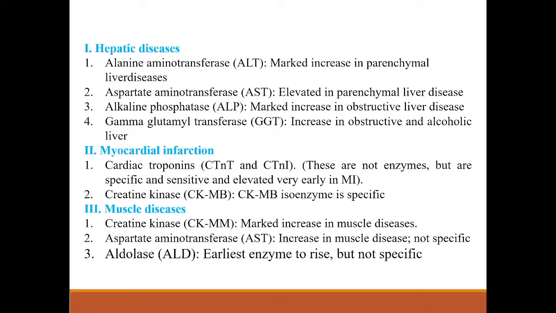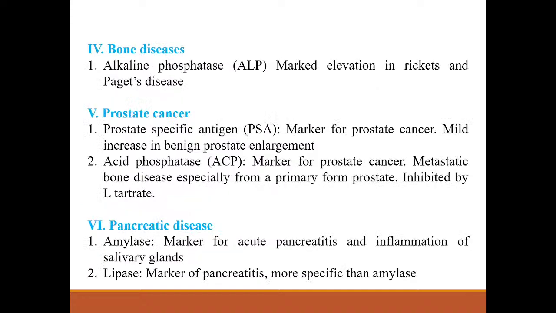In muscle disease, we have creatine kinase, aspartate aminotransferase, and aldolase, the earliest enzyme to rise but not specific. In bone disease, we have alkaline phosphatase, with marked elevation in rickets and Paget's disease. In prostate cancer, it is PSA and ACP.